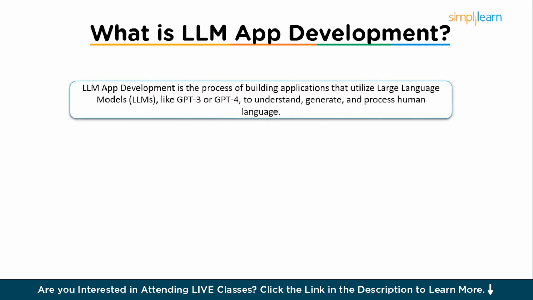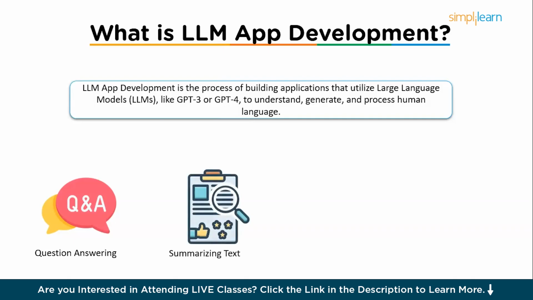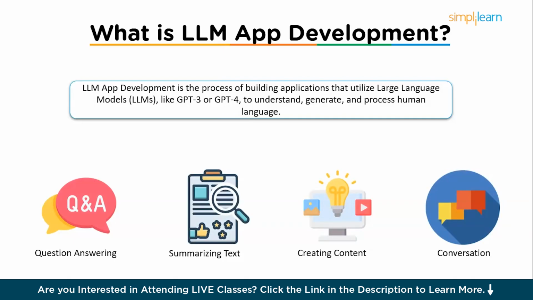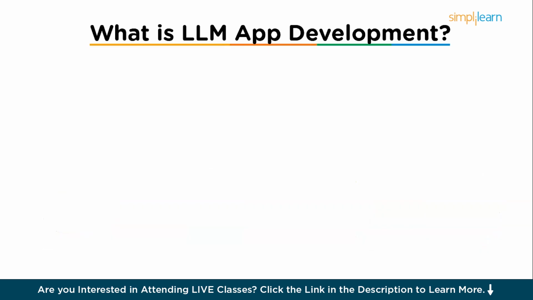LLM App Development is a process of building applications that utilize large language models like GPT-3 or GPT-4 to understand, generate and process human language. These applications can perform tasks that require language comprehension such as question answering, summarizing text, creating content, or even having conversations.